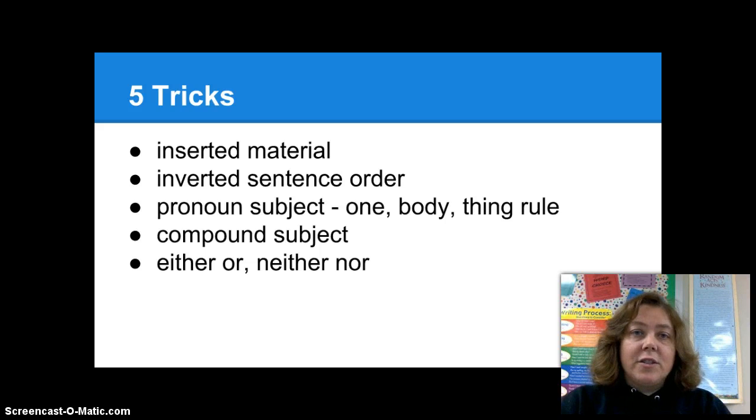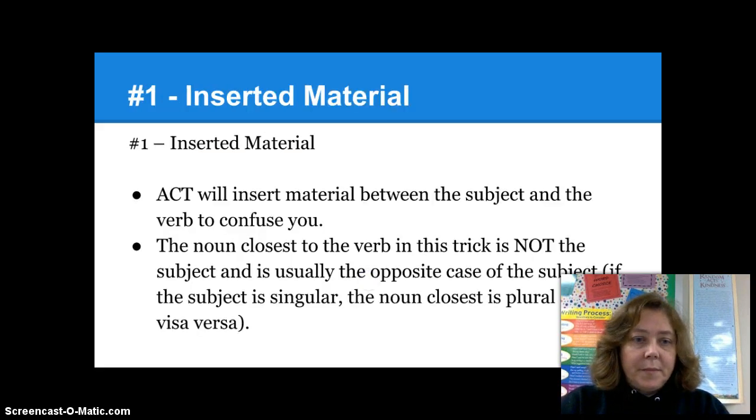These include inserted material, inverted sentence order, pronoun subjects like one, body, and thing, compound subjects, and either or, neither nor. We will go through each of these to show you what the trick is and how to look for it. Number 1 is inserted material.